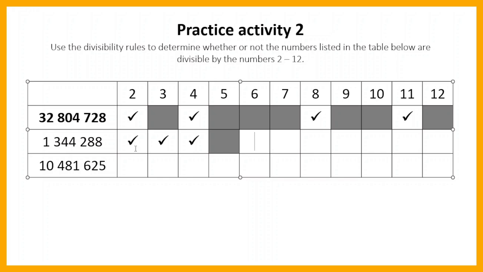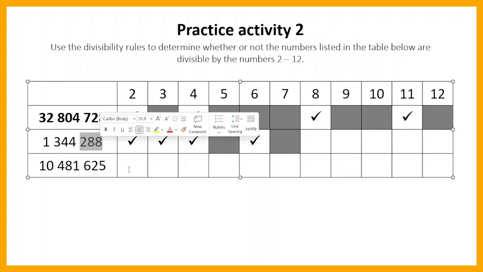For 6, I can see that 2 and 3 are both factors, and my rule is that if both 2 and 3 are factors, then 6 is a factor, so I can put a tick in there as well. For 7, I'm going to use my calculator quickly to just check it. So 1,344,288 divided by 7, and I get a decimal answer, which means that 7 is not a factor of that number. For 8, I'm going to go and check 288.